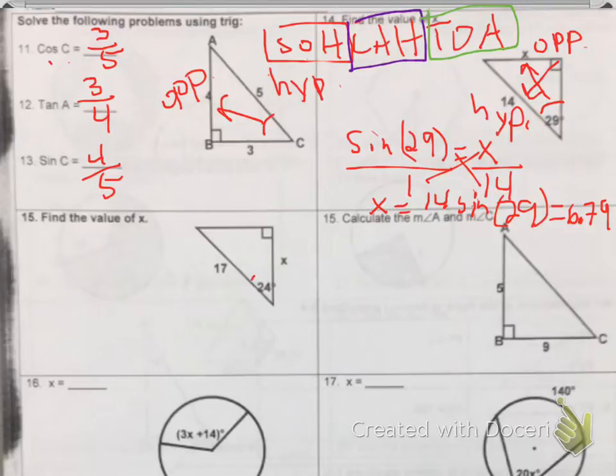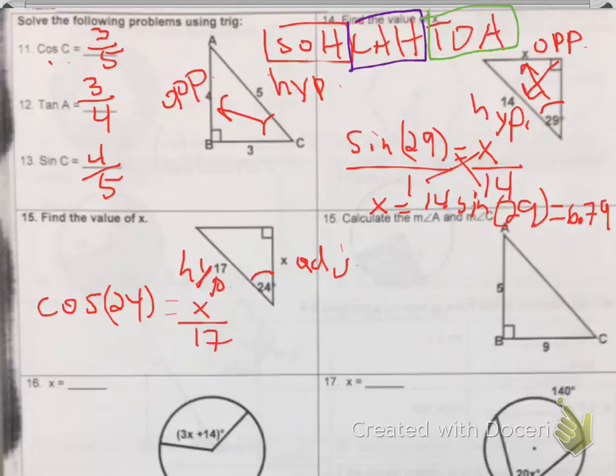You're going to use your reference angle, for example, number 15. I look at where x is compared to it. Well, x is adjacent to it, not opposite, so I'm going to write adjacent. And then 17 would be your hypotenuse. From there, I'm going to look at SOHCAHTOA and notice that adjacent and hypotenuse is cosine. So I go cosine of 24 equals adjacent over hypotenuse, which is x over 17. Put that over 1, cross multiply.